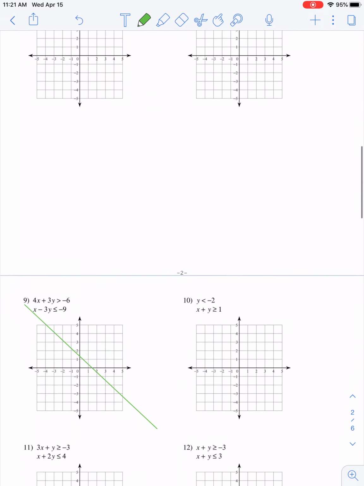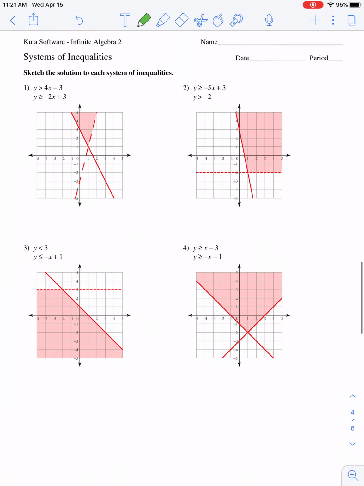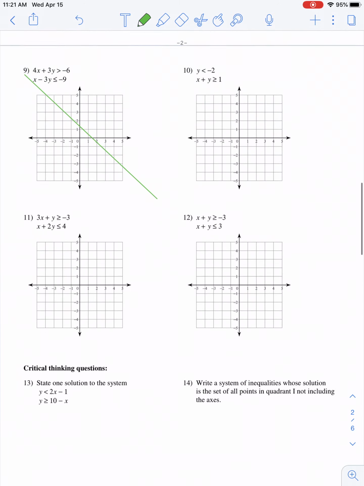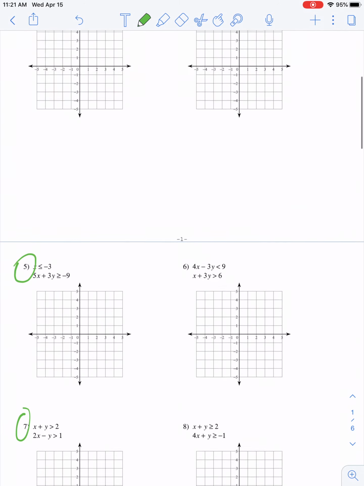3, 5, and 7. I am including the answer key in this, so when you're done, check your work. It's not going to benefit you to just copy the answers, so make sure you try it.